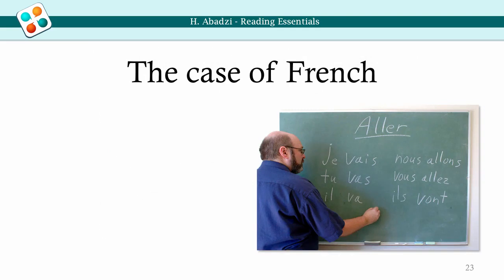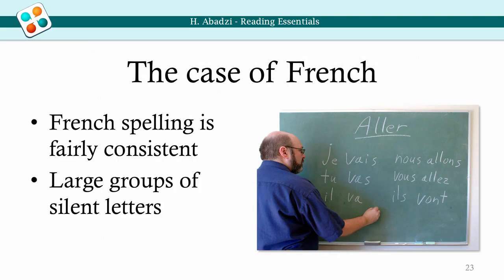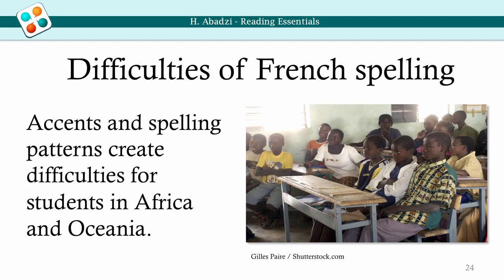French has more consistent patterns than English, but it has multiple silent letters. French patterns create perennial difficulties for students in countries like sub-Saharan Africa. One major issue is the need to apply the correct accents to the text. Therefore, much instructional time is taken up by liaisons and accents.